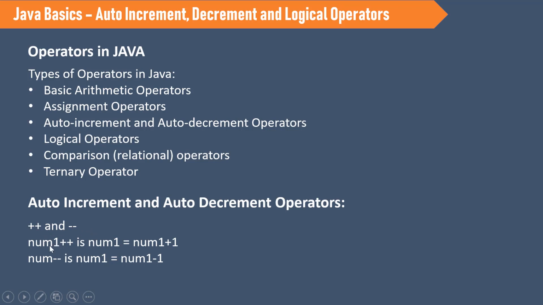So for example, let's say we have a variable number 1, which is num1 here. So if we say num1 plus plus, it is nothing but num1 equals to num1 plus 1. Similarly, if we say num1 minus minus, it is nothing but num1 is equal to num1 minus 1. Let us see an example here.